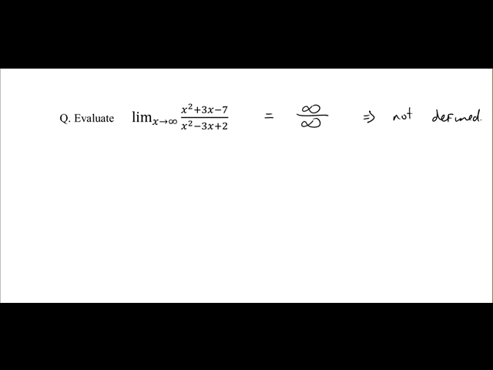With these types of questions, with x approaching infinity, what we do is divide above and below by the highest power of x. That means we'll be dividing above and below by x squared, because that's the highest power of x in this particular equation. So we're dividing everything above the line and below the line by x squared.